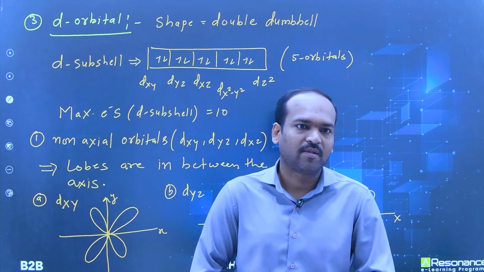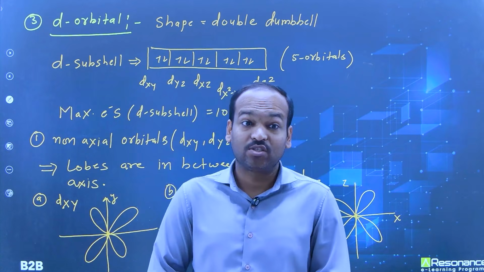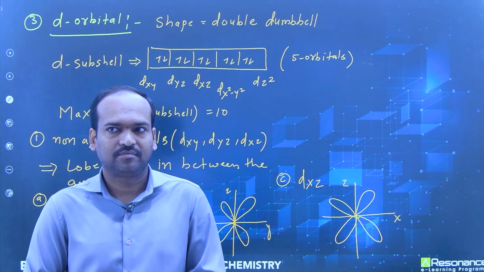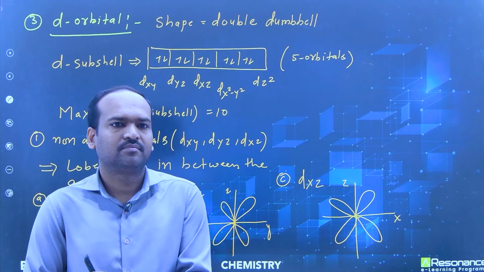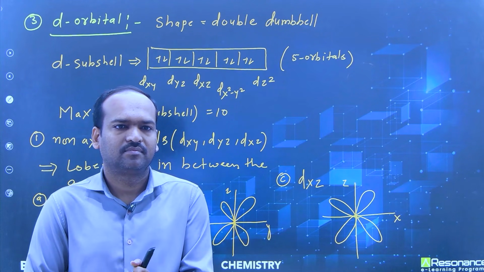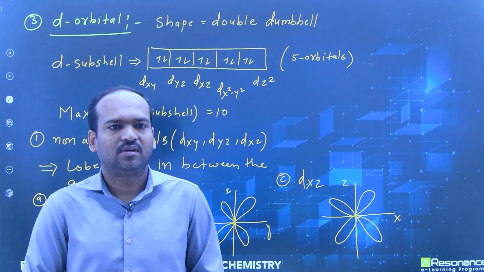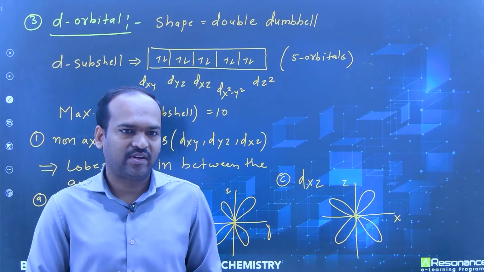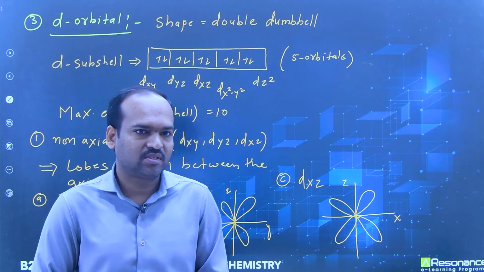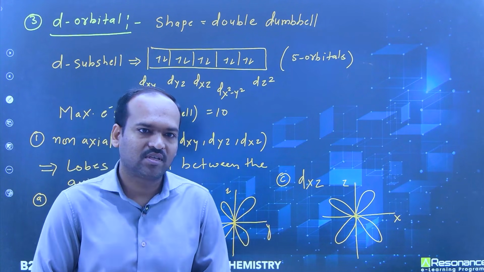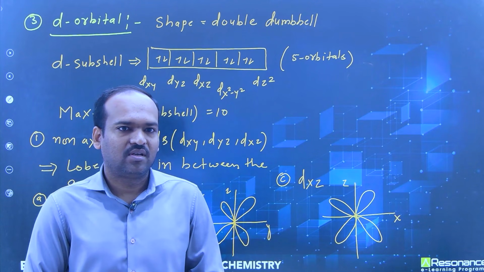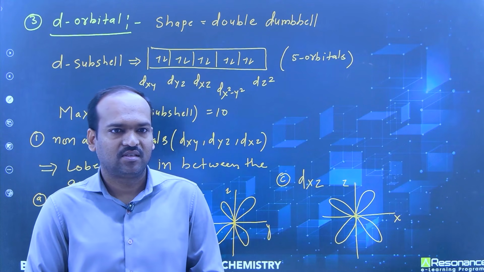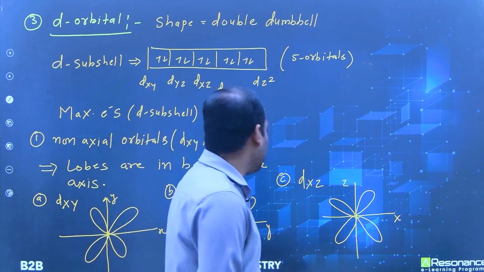Now answer the doubts. It is only the non-axial part. Just wait, I am going to discuss quantum numbers a bit; that is the next topic after this. These are the result of quantum numbers. This 3D part is dx square minus y square. Listen.